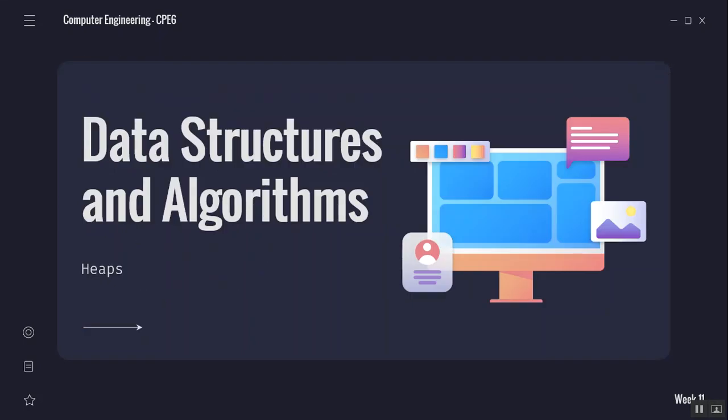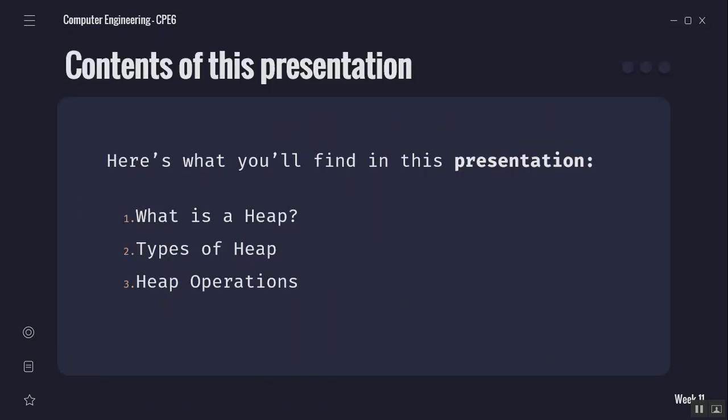Hi, in this video I'm going to discuss heaps in data structures and algorithms. Here's what you'll find in this presentation. What is a heap? Here we will define what a heap is and its properties, and then the types of heap. There are two types of heaps, max heap and min heap. And then we also have the heap operations, some operations that we could use when dealing with heaps.